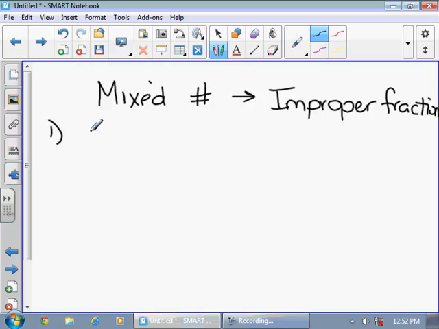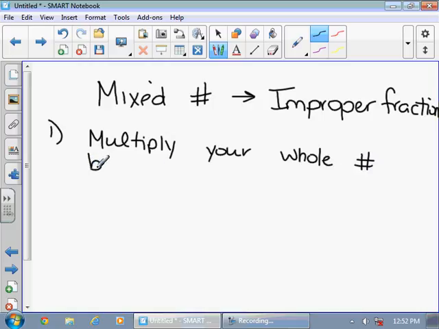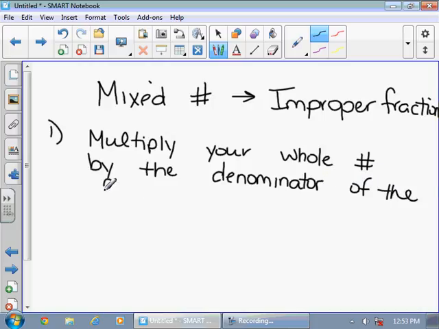Number 1, you're going to multiply your whole number by the denominator of the fraction. And again, you're writing words right now, then we're going to go through it. Will y'all stop doing whatever you're doing and be taking notes, please?